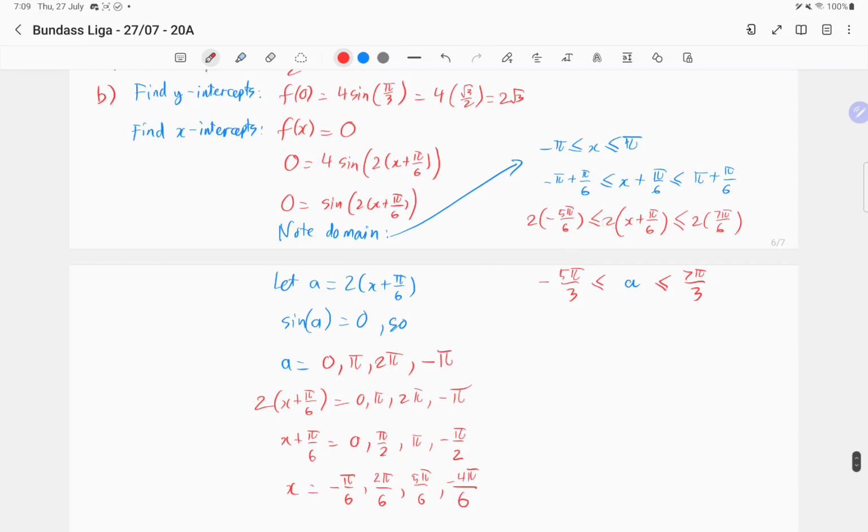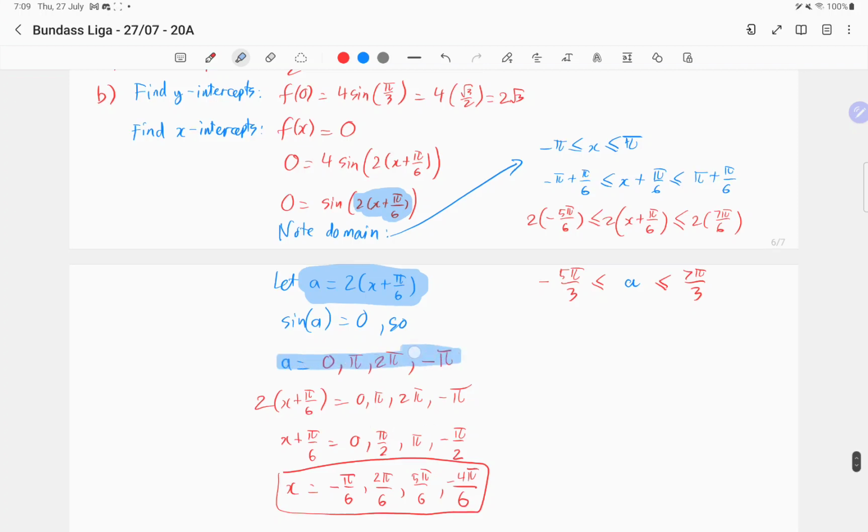Any question for the x-intercept? I don't understand the domain. The domain thing? Oh, yeah. So the idea is that you need to let a equal what's in the bracket here, and then you try to solve sin a = 0. So we need to find what values of a we need, how many answers there are. So we need to change up the domain.